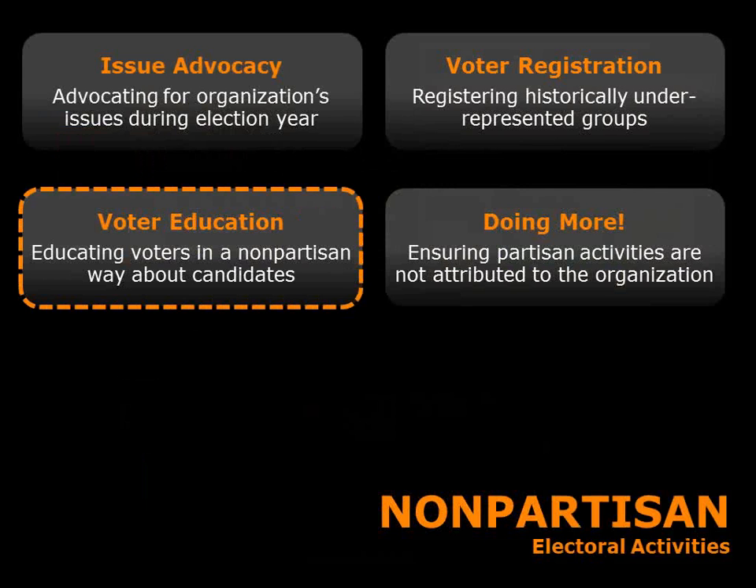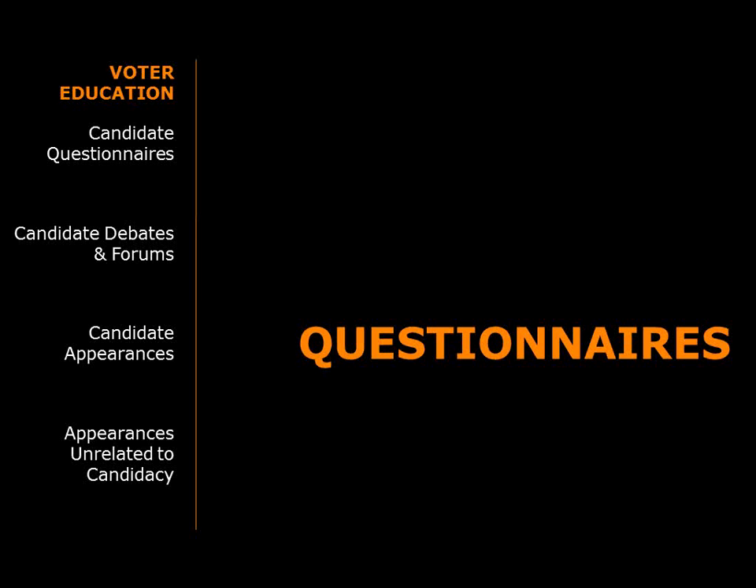Next, voter education. How can we educate voters in a nonpartisan way about the candidates that are out there? Really important thing. We want to encourage people to not only participate in the process, but also to inform them about who's out there. So some organizations want to do this through candidate questionnaires, sending questionnaires to candidates for the organization to publish in what's referred to as a voter guide, which shows you a candidate comparison and those responses to the questions that have been sent in the questionnaires.